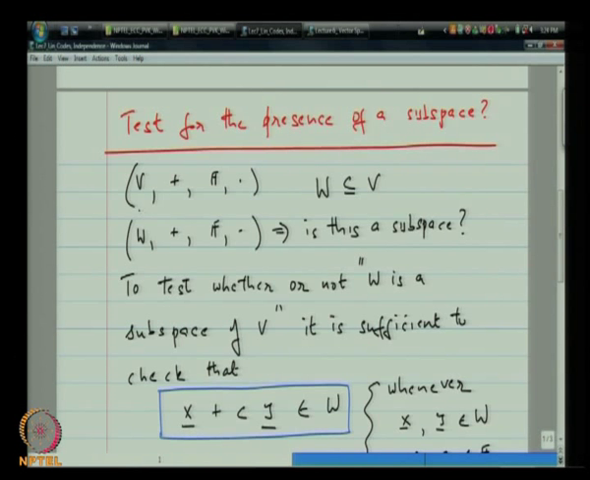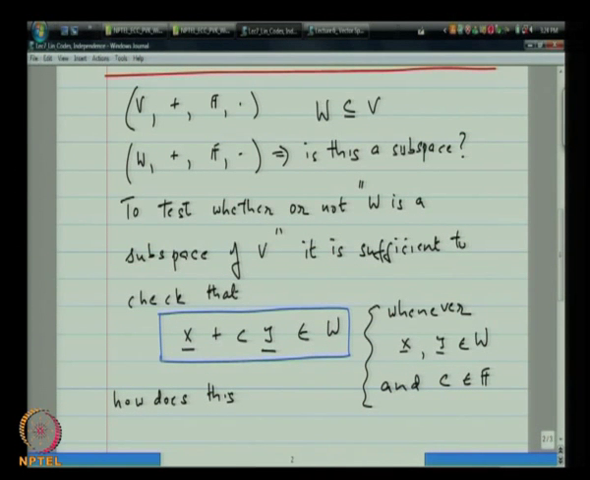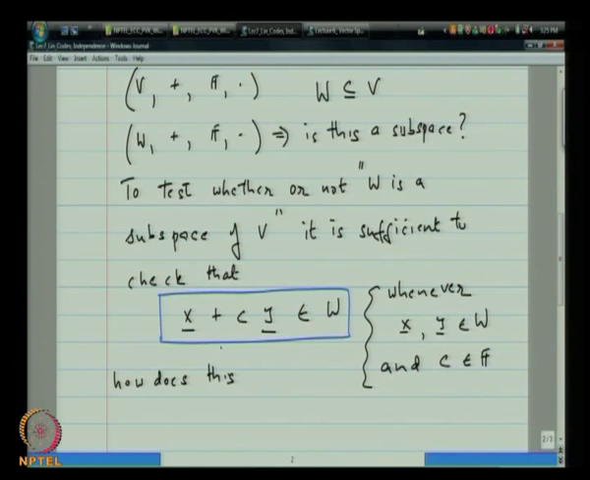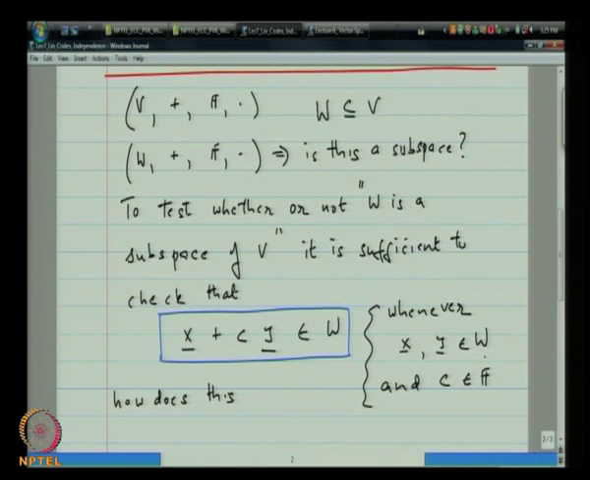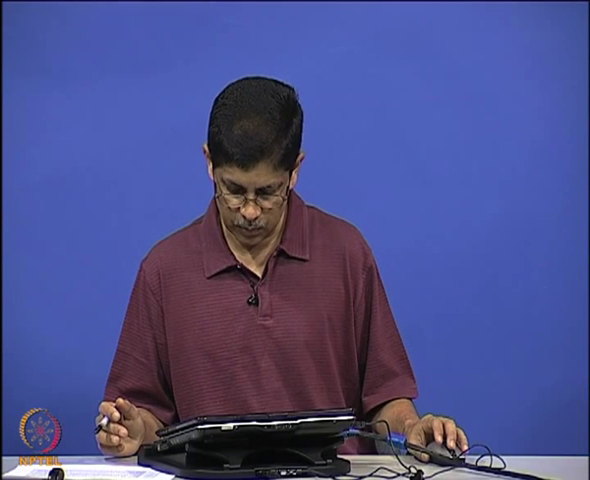So, here the situation is where you have a vector space V and then you have a subset of V, which we will call W, and the question is, under the same operations, is W also a subspace? Now, of course, in order to test for the presence of a subspace, you could go back to all the 9 axioms and verify them individually, but that is time consuming. So, this test that is written down over here says that whenever x and y belong to W and whenever C is a scalar that belongs to the field, if you could ensure that x plus Cy is in W, then that is a sufficient and necessary test. Okay. So, let us just see why that is both necessary and sufficient.